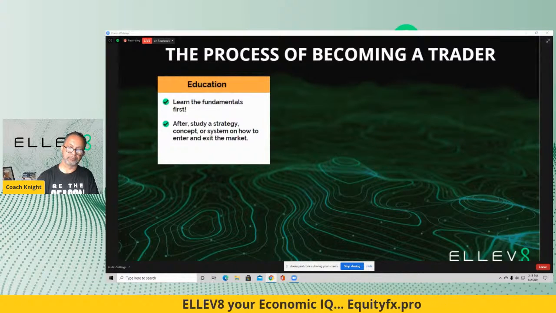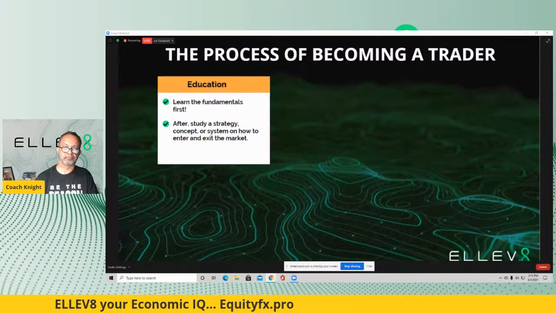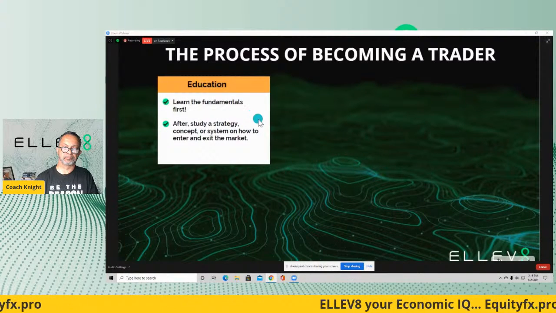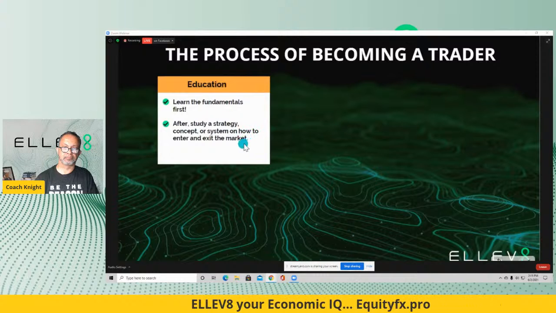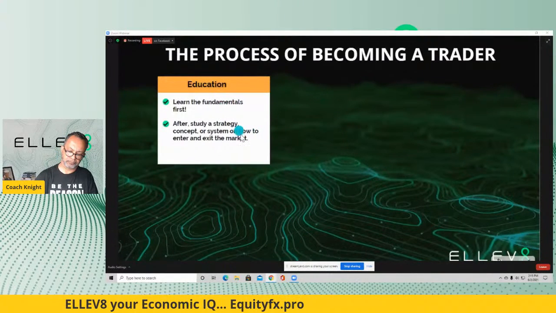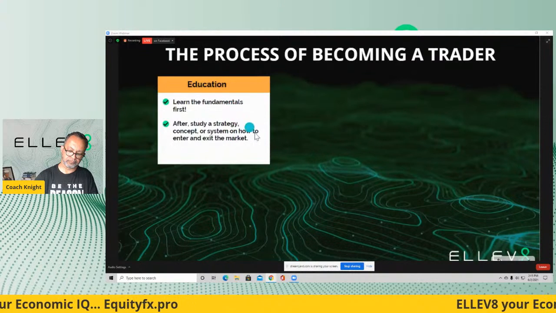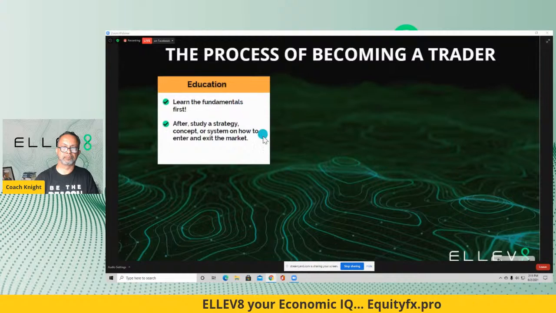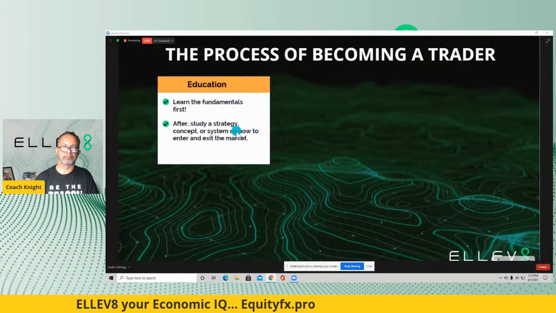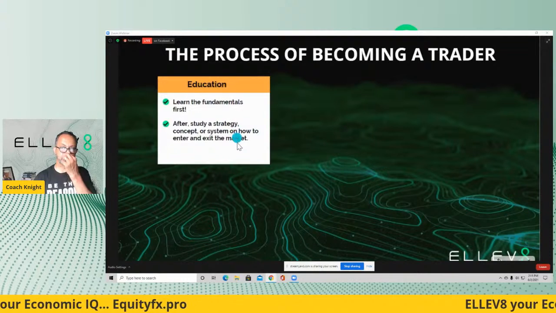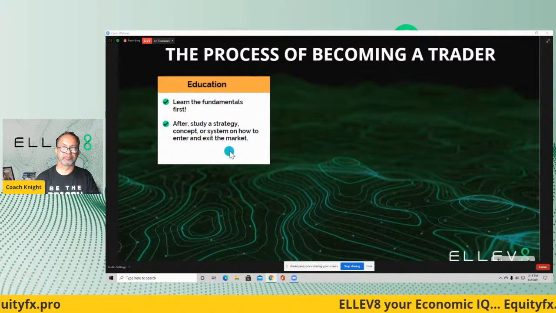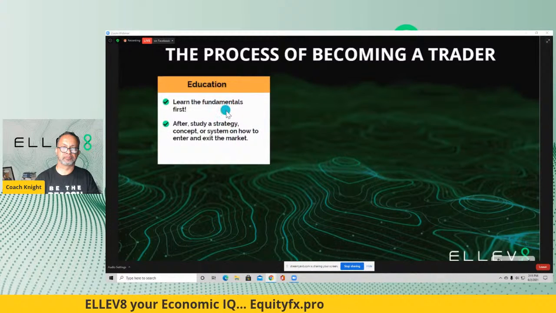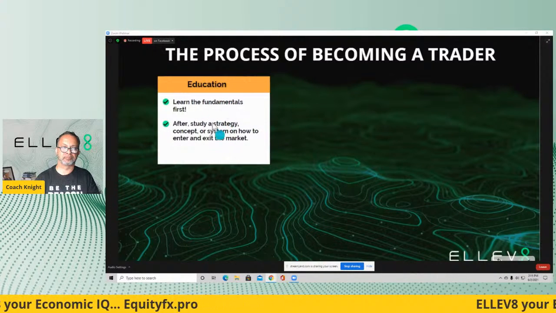Learn the fundamentals. After, study a strategy, concept, or system, and how to enter and exit the market. Learn the fundamentals, then a strategy, concept, or system. You need to do this before you do this. I had to make sure I said it again so you understand. So each step matters. If you don't know the fundamentals, when you jump to learn a strategy, concept, or system, you're going to be lost and overwhelmed, because you're not taking the time to educate yourself on the very basic things you need to know to be ready for the field.